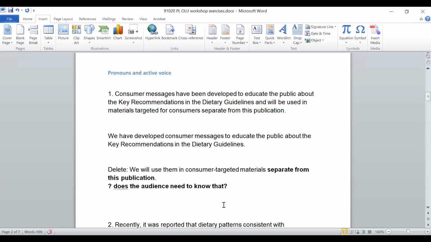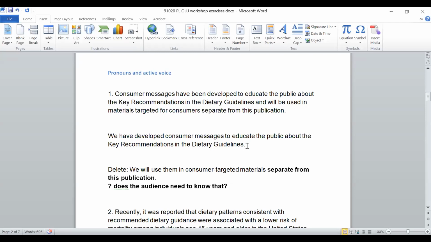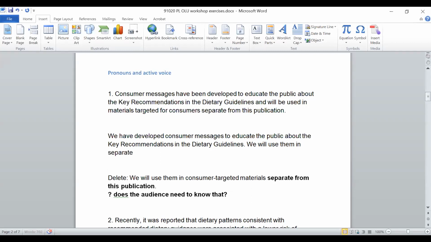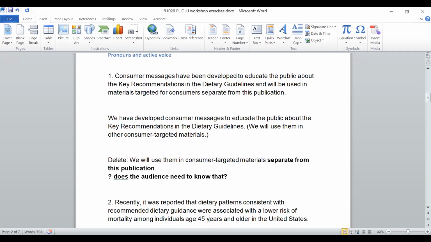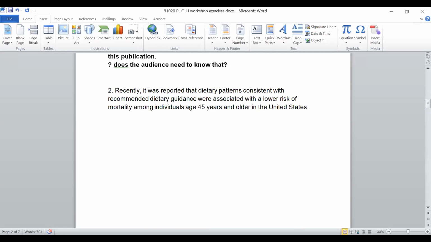Again, I'm making some calls, but that's why you have queries, because does the audience need to know that they would be separate consumer targeted materials, or perhaps we will use them in separate or other. Ugh, I'm not entirely sure that gets it much better. Maybe. So, I would definitely query this because I don't see how that's useful, but it would depend. If it was an internal report, that might make more sense.